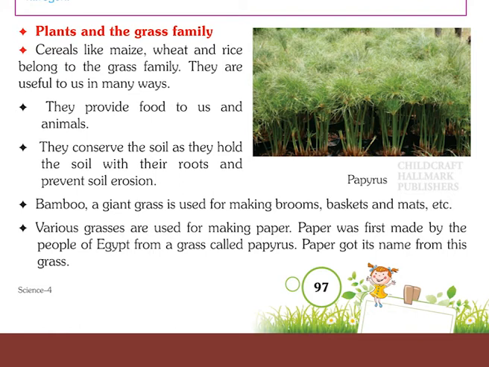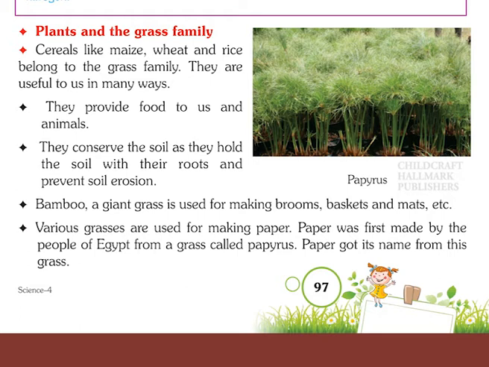Plants and the grass family. Cereals like maize, wheat, and rice belong to the grass family. They are useful to us in many ways. They provide food to us and animals. They conserve the soil as they hold the soil with their roots and prevent soil erosion. Bamboo, a giant grass, is used for making brooms, baskets, and mats, etc.